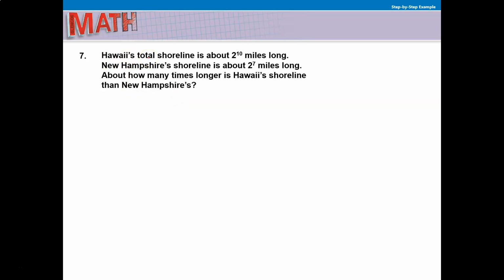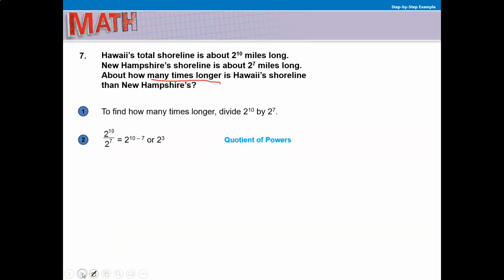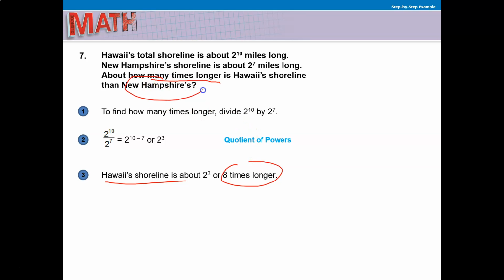Hawaii's total shoreline is about 2 to the 10th miles long. New Hampshire's is about 2 to the 7th. About how many times longer is Hawaii than New Hampshire? So you're going to divide 2 to the 10th divided by 2 to the 7th. If you see how many times longer, you're thinking divide, which is 2 to the 3rd. 2 times 2 is 4. 4 times 2 is 8. So Hawaii's shoreline is, this is a terrible answer again, 8 times longer than New Hampshire's. You should be more specific in your answers than the book.